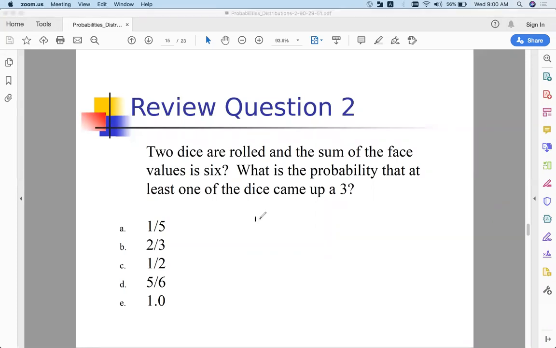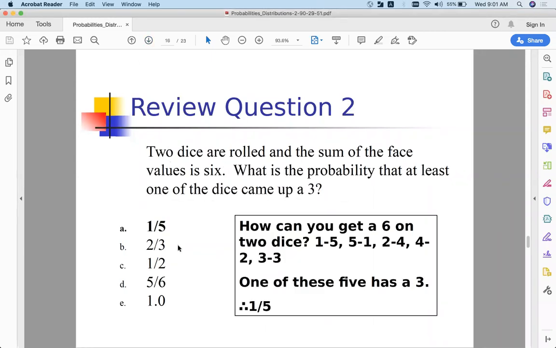1 comma 5, 2 comma 4, 3 comma 3. And should I consider 5 comma 1 as separate, or 4 comma 2, 5 comma 1? Yeah, it is. Okay, so how many are these? 1, 2, 3, 4, 5. And what is the probability that at least one of the dice came up 3? 1 by 5. Okay. At least one of the probability.